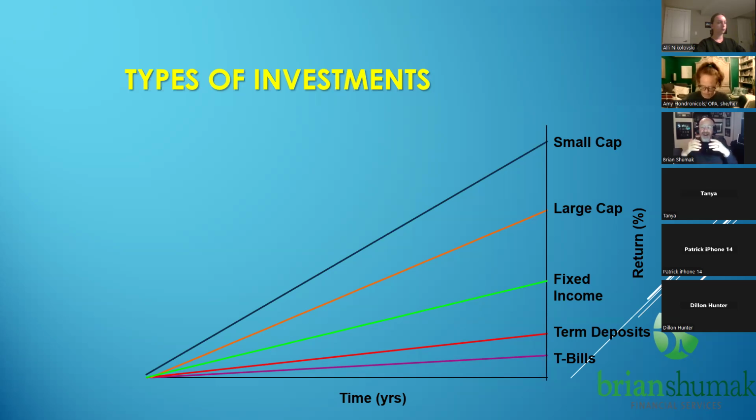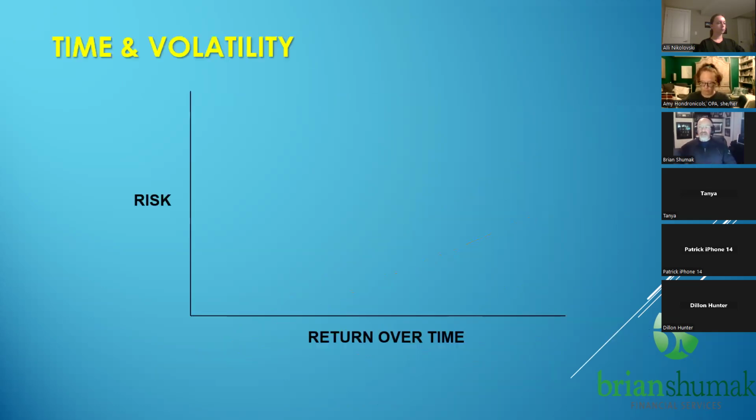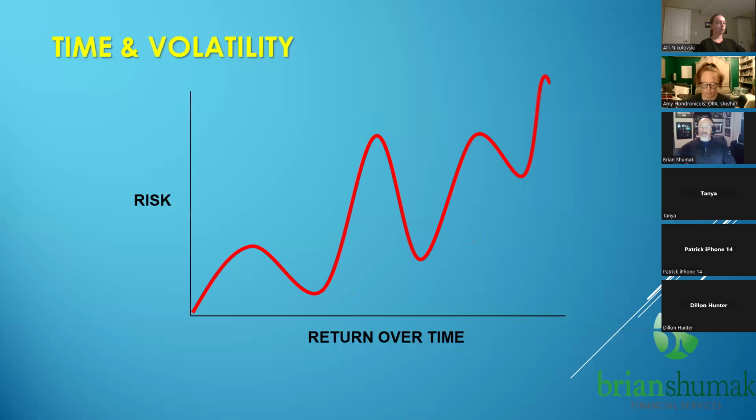And obviously, the higher that you go up that totem pole, the greater the risk is, and the greater the risk, the greater the potential return. And you'll see that over time, when you're investing in the stock market, you're going to see sort of a rate of return that looks like that. And you're going to have an average.